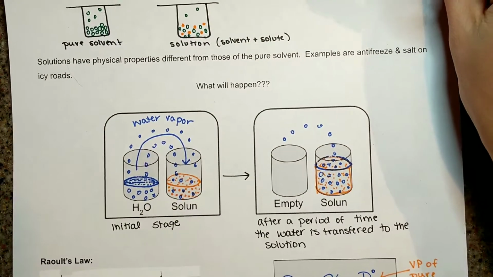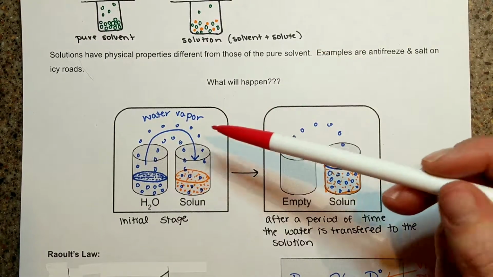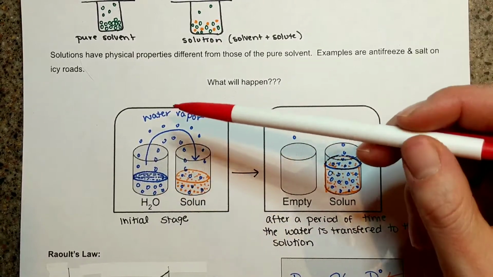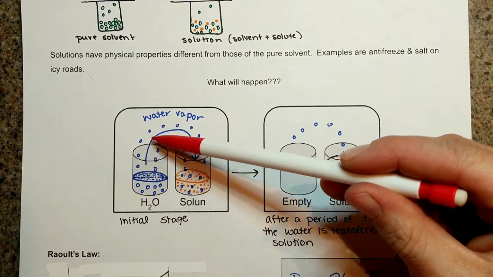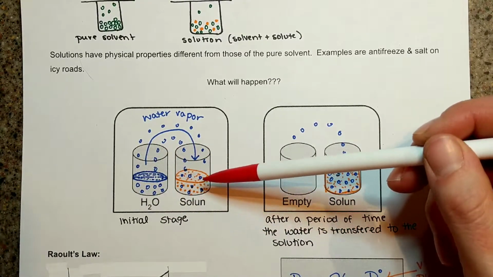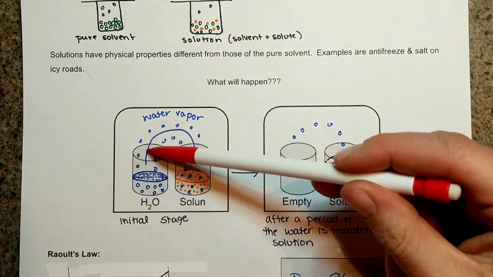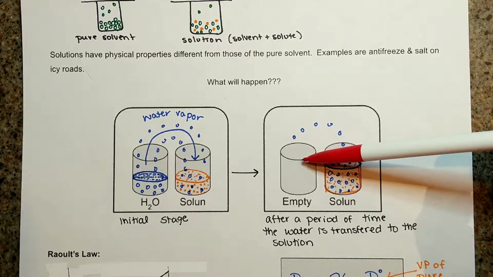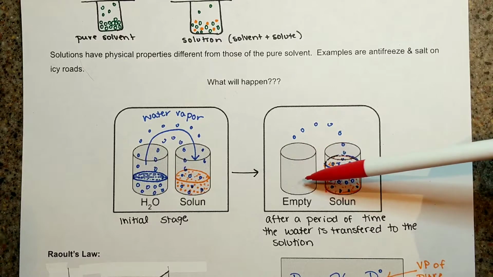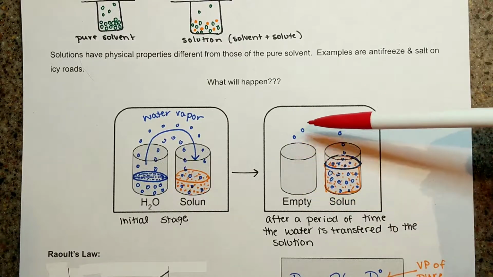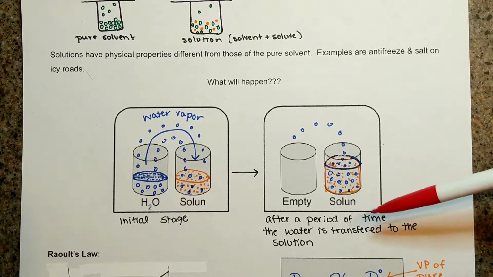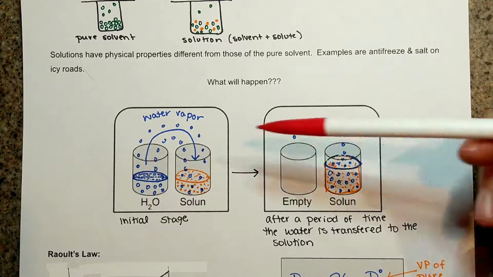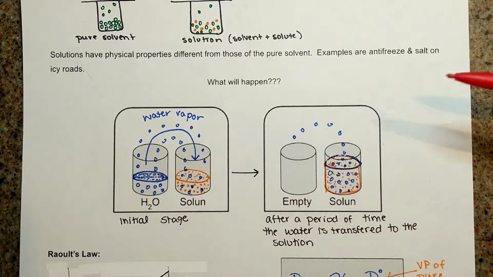So if I were to have a solution, and my solution is next to an open container of pure solvent, in this case water, my water is going to jump into the vapor phase and start heading towards my solution to start diluting the solute in the solution. This is going to continue to happen until my water container, my pure solvent container, is empty and all of my pure solvent has vaporized into its vapor phase and gone into my solution. So after a period of time, all the water is transferred to the solution, and this has to do with the vapor pressure difference between a pure solvent and a solution.